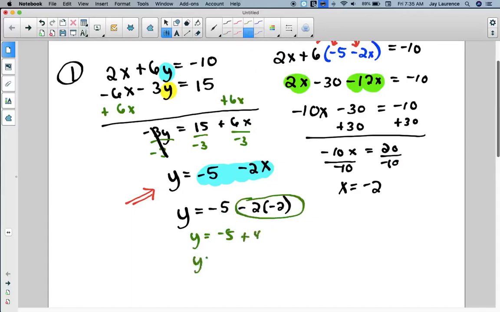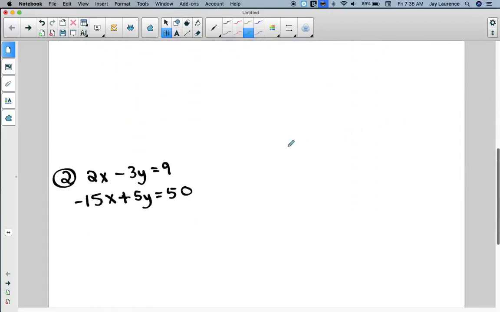And a negative 5 and a positive 4 is a negative 1. Okay, so my solution is negative 2, negative 1. If I would have solved this on a graph, the two lines would have intersected at negative 2, negative 1. Okay, right here, same problem.